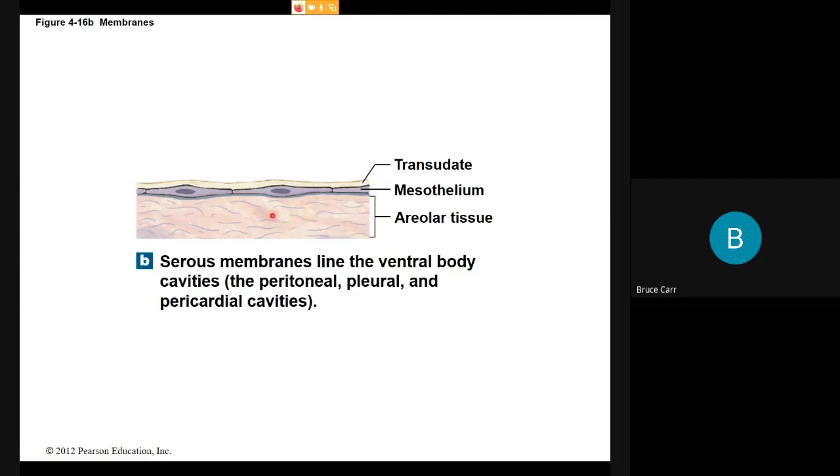They line the ventral cavities with a double membrane. The peritoneal membrane surrounds the abdomen and digestive tract largely. The pleural membrane is the membrane around the lungs, and the pericardial is the membrane around the heart. Each organ, and sometimes a cavity and organ system, is wrapped in its own serous membrane.